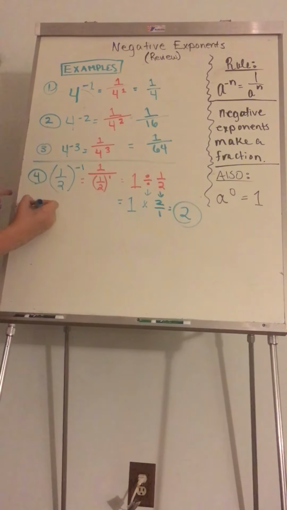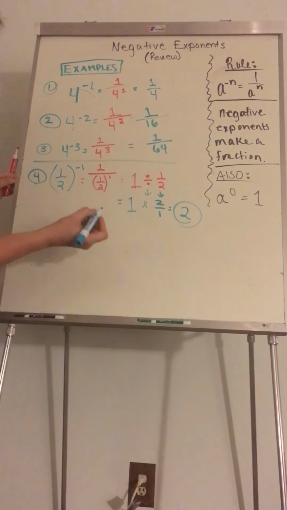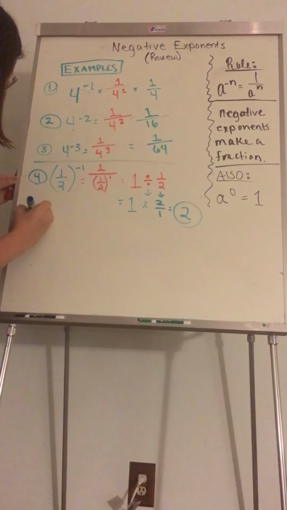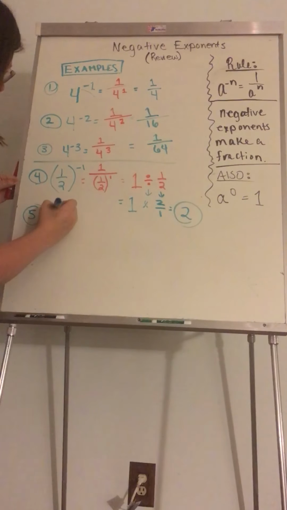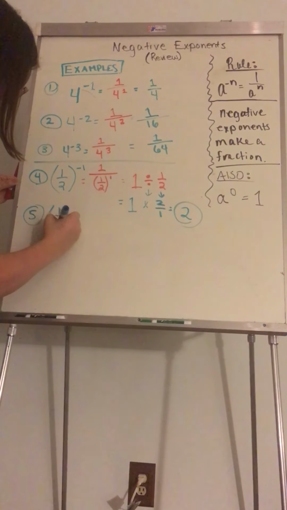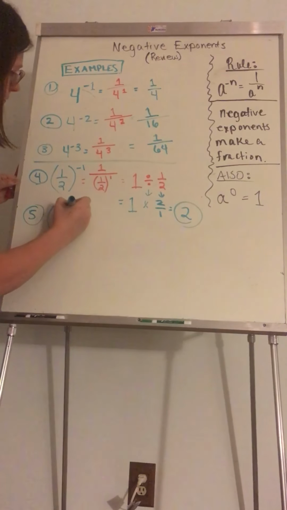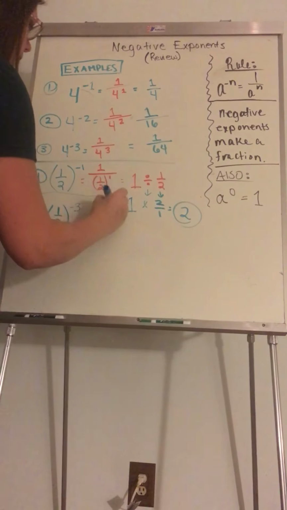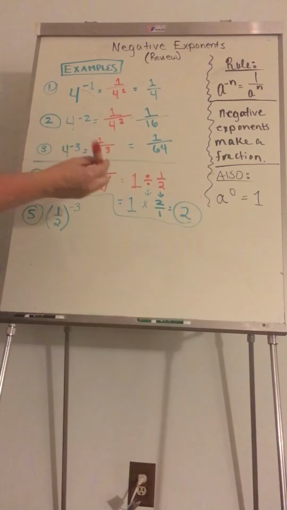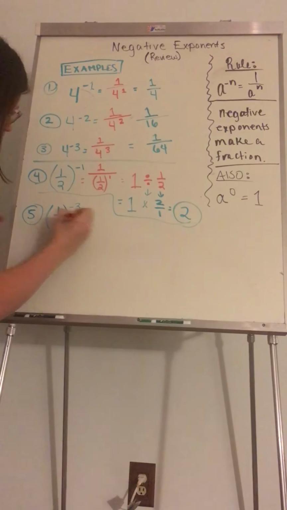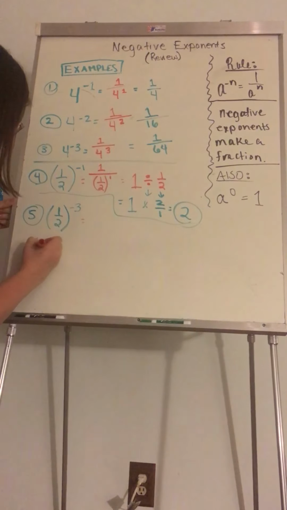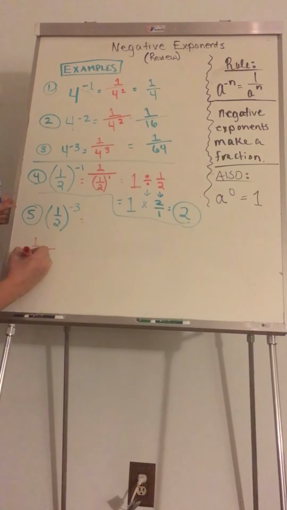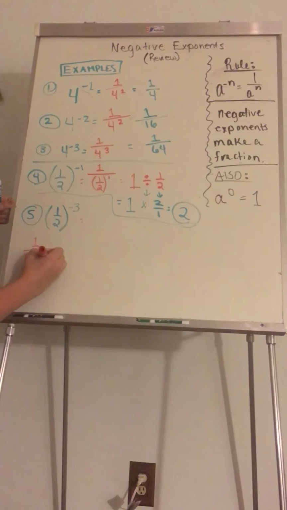Say I had, not actually a smaller number, because the exponent's getting bigger into the negatives. So then say I had 1/2 to the negative 3. Let me draw a line here. 1/2 to the negative 3. What that would be then, I'm going to move down here actually, it's going to be 1 over 1/2 to the third power.